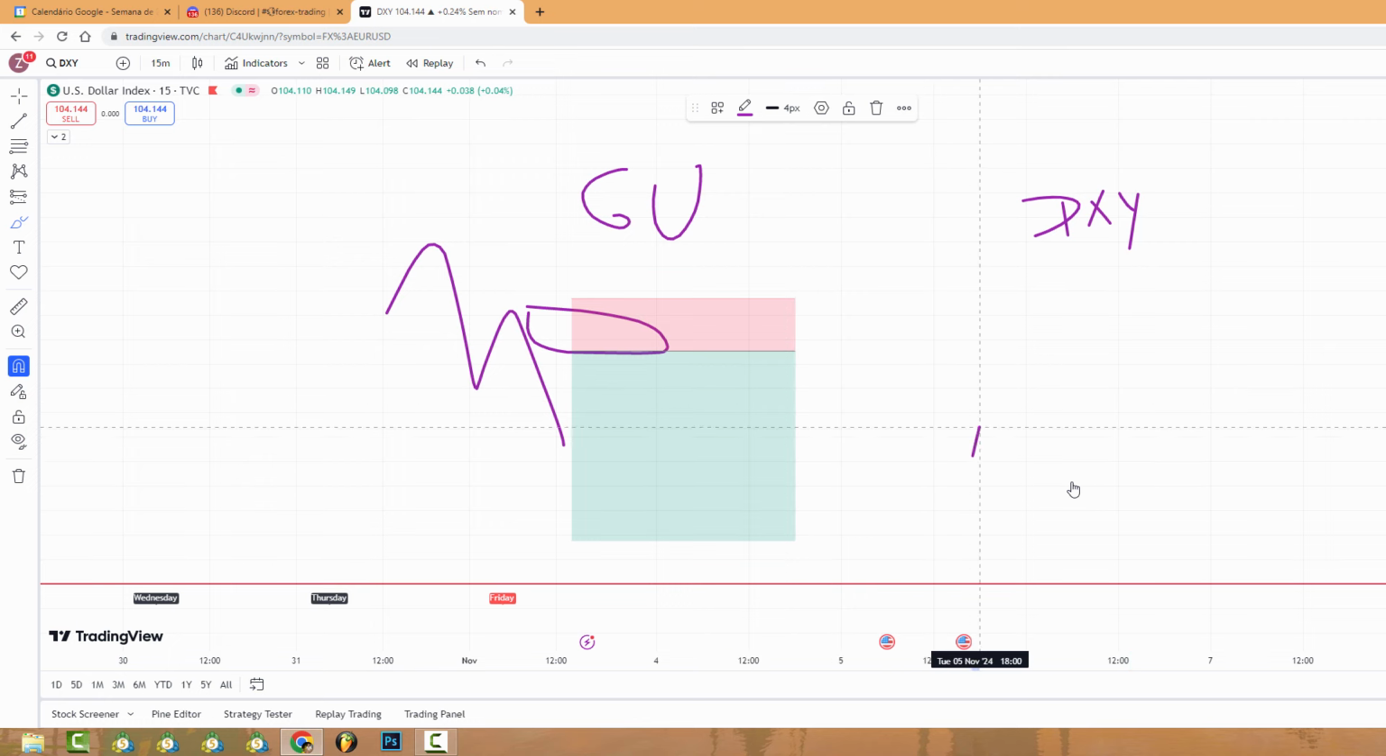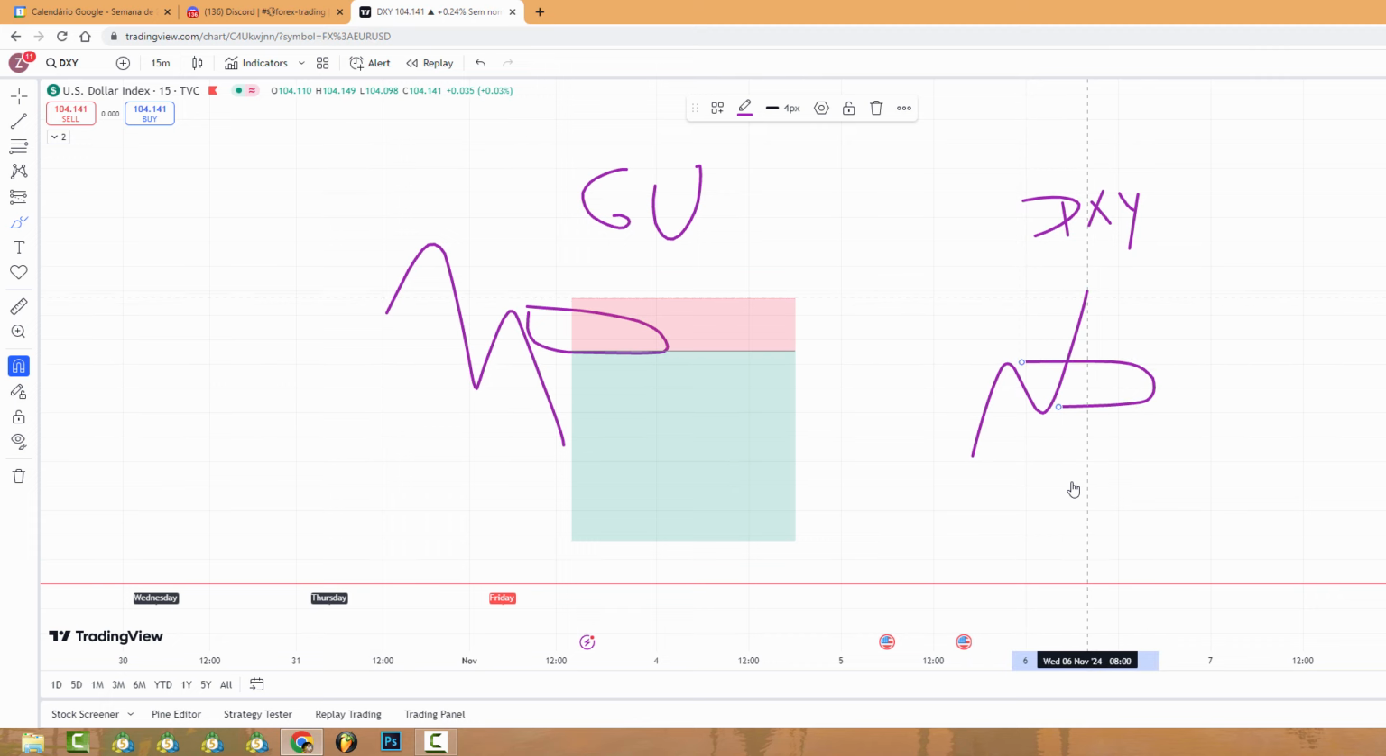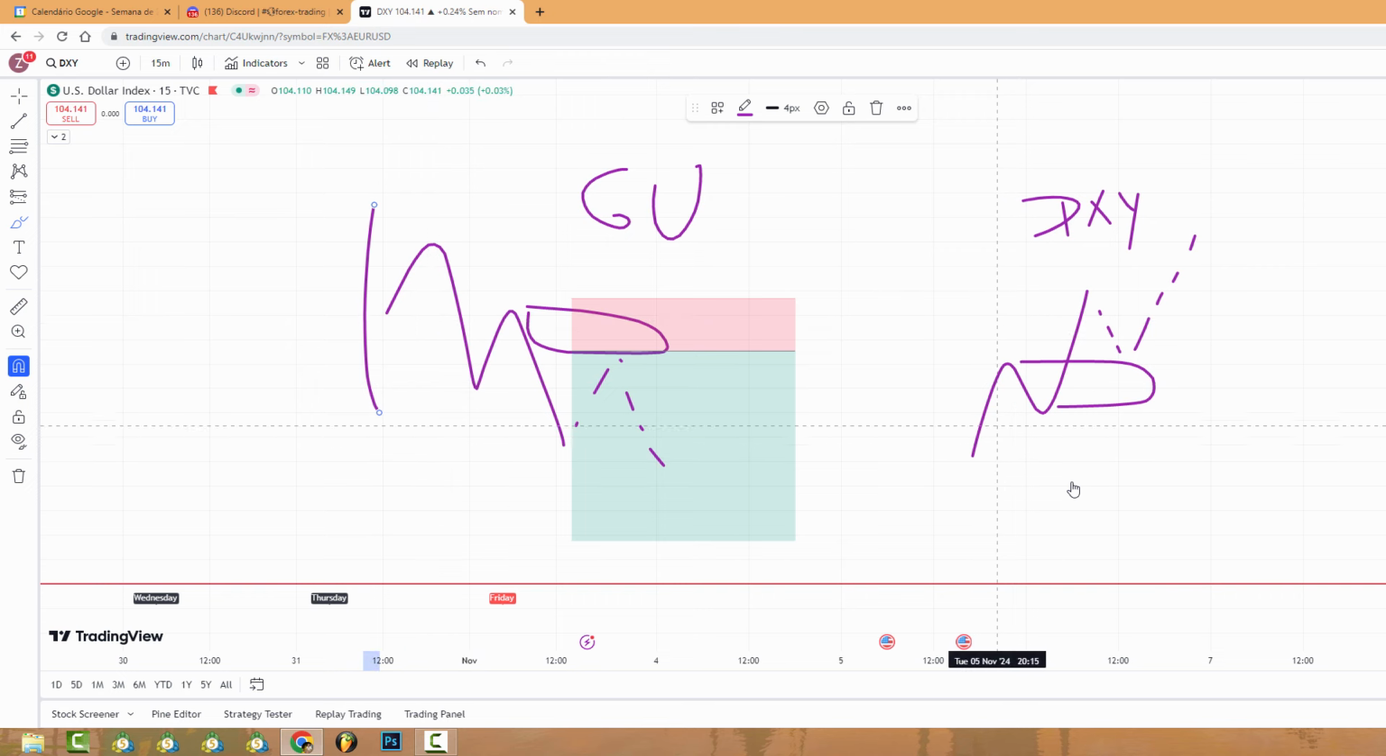And on the DXY, maybe you'll see something like this, and your order block here would be this order block. Let's say you kind of expected DXY to do this. If this internally looks good on GU, fine, and if you can say the same thing for the DXY, then fine, the trade is valid.